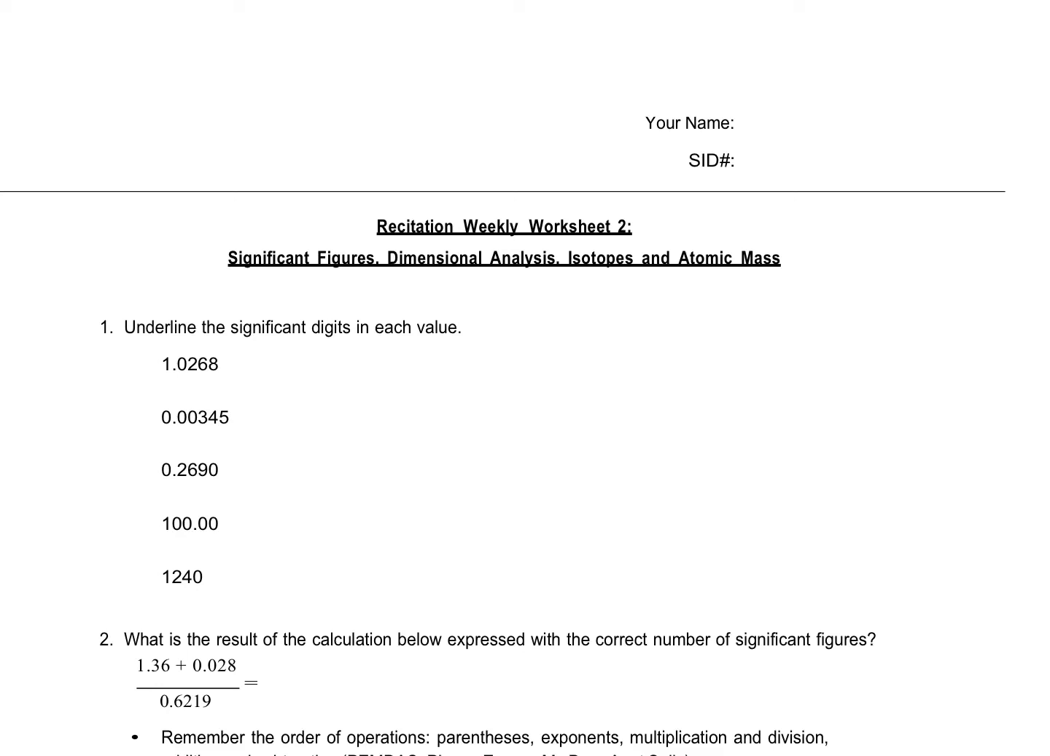This is the second worksheet, and we have significant figures, concept, dimensional analysis, and isotope and atomic mass. The first thing you need to do is write your name and student ID. I keep telling you this until the last worksheet because I know I might still get some worksheet without name and student ID, and that would be 0. Okay, so let's go to the worksheet.